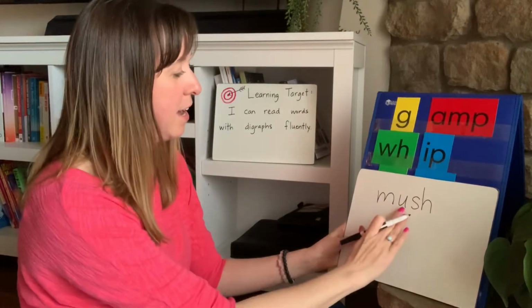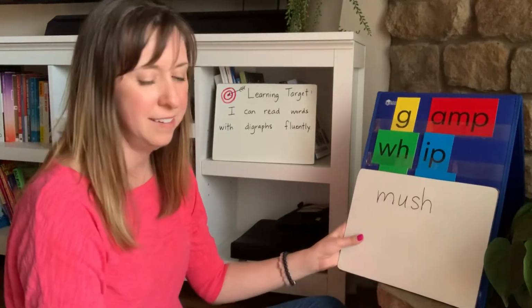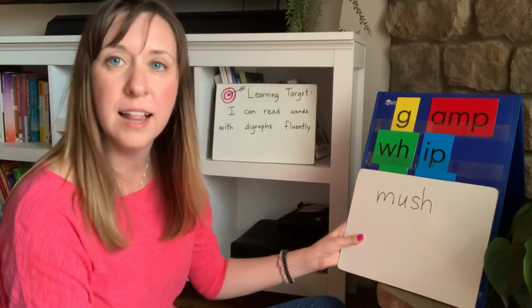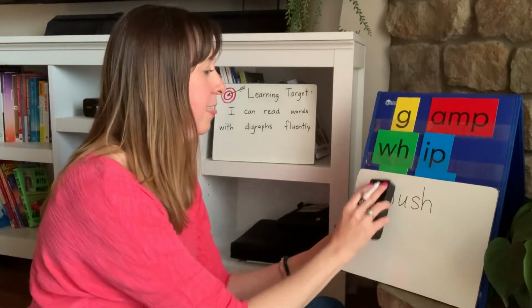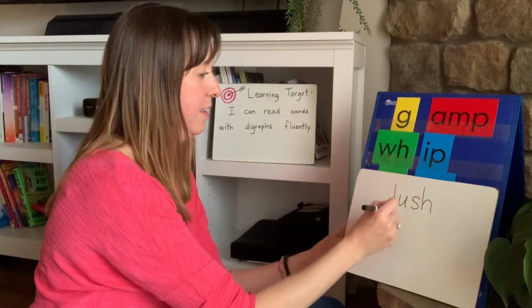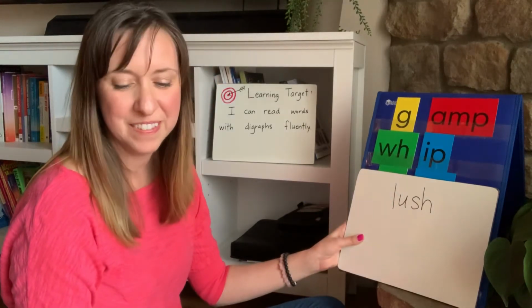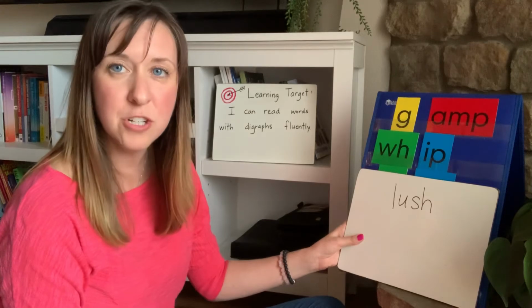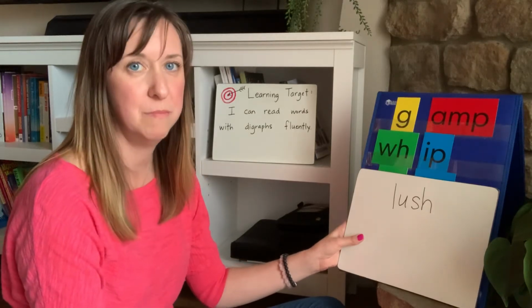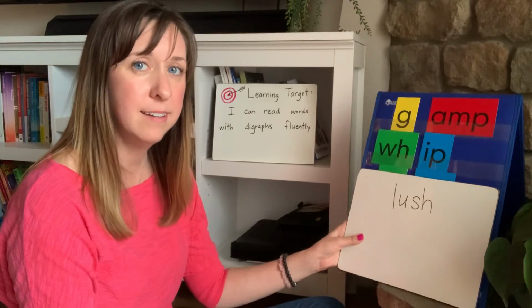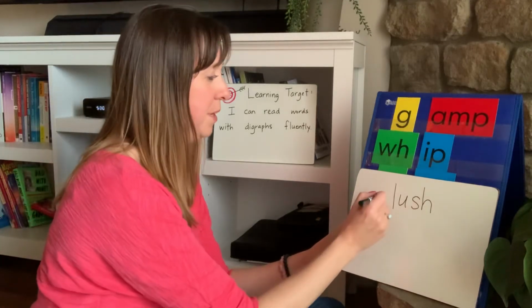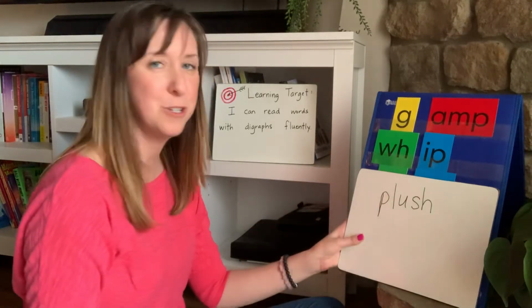There's mush. Now change mush to lush. It's a beautiful lush garden. Lush. And last one, change lush to plush. That's a tricky one. That one has a consonant blend in it. Plush. There we go. Plush.